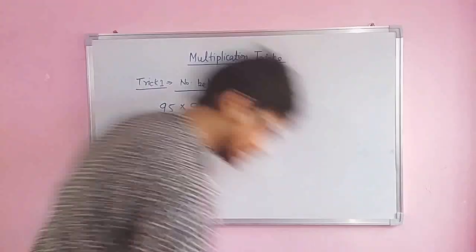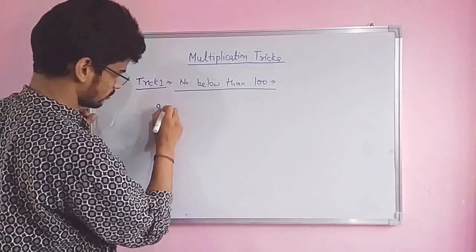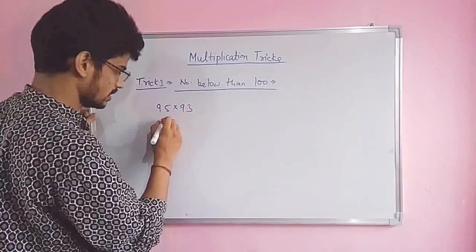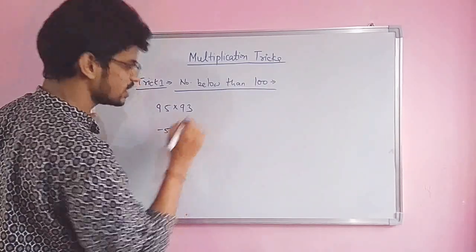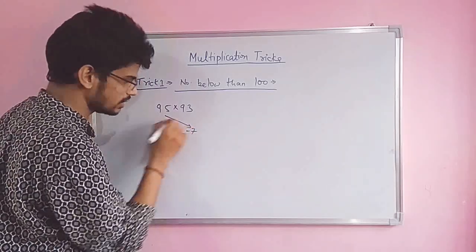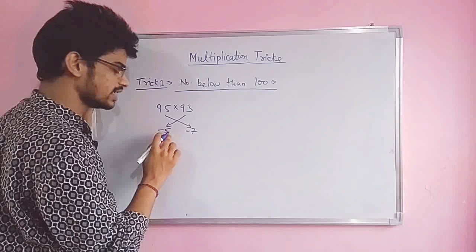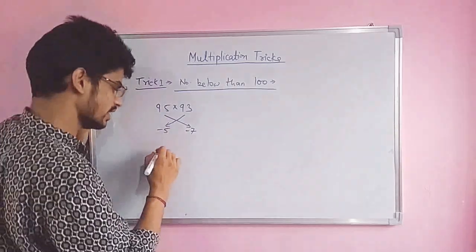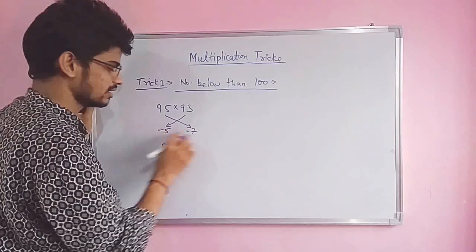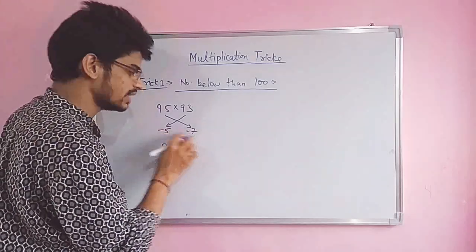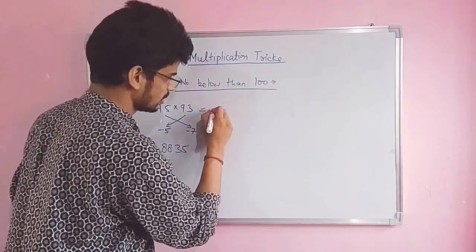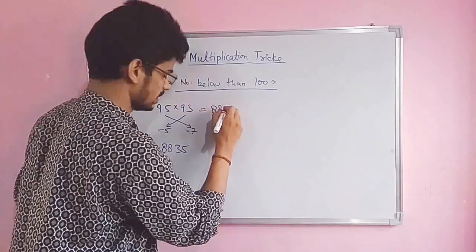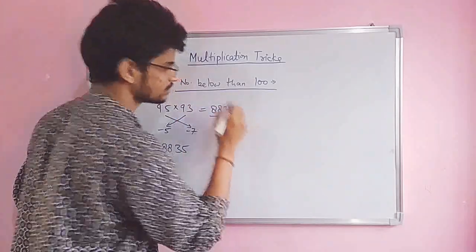Next, if we calculate 95 multiplied by 93, how much is it lesser than 100? Minus 5. And the other is lesser than 100 by 7. Then diagonally subtract the values: 93 minus 5 is 88, and 95 minus 7 is 88. Now multiply both the digits. Minus 5 multiplied by minus 7 is 35. So we get the multiplication of 95 multiplied by 93 as 8835.